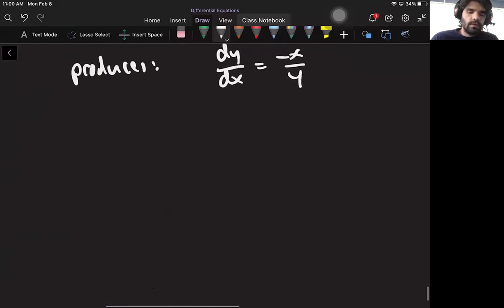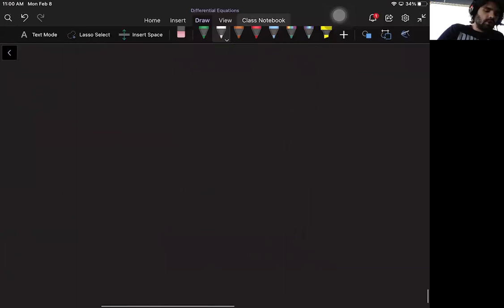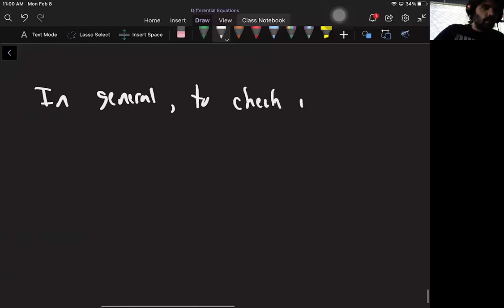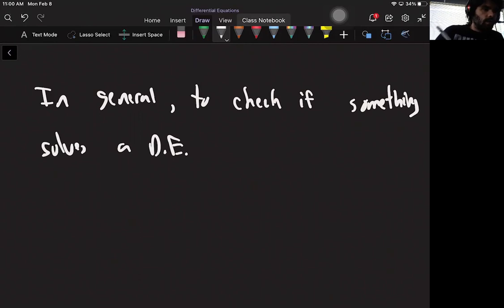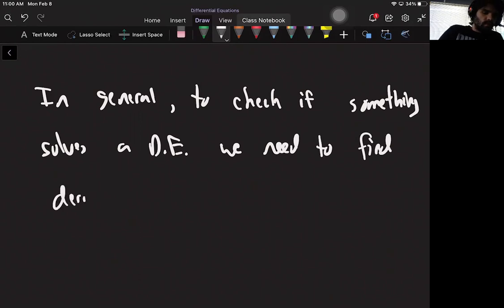So this produces the same relationship. Okay, so in general, this is how you check something as a solution. To check if something solves a DE, we need to find the appropriate derivatives and plug them in.